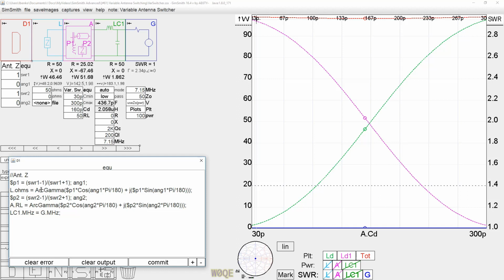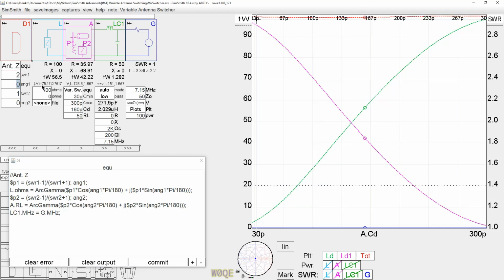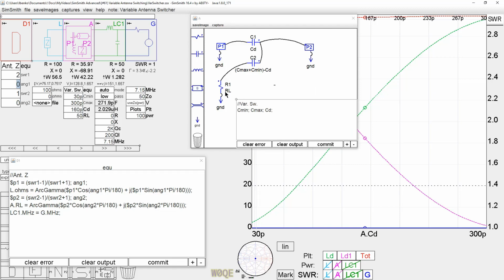The impedance you get is the inverse gamma function of the reflection coefficient times the cosine of the angle, and SimSmith works in radians, so it's angle 1 times pi divided by 180. The same thing for the imaginary piece of the impedance, except it's the sine of the angle. If we do that real quickly here, we can see that a 2 to 1 SWR with a 0 degree angle is 100 plus j0. Antenna 1 is this load resistor right here, the load impedance, and antenna number 2 is a load resistance inside of this block.